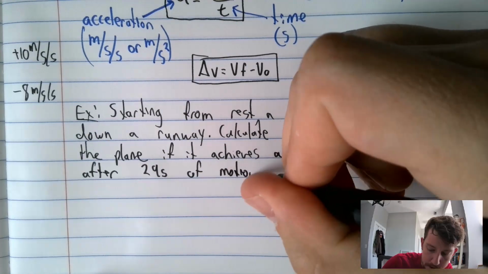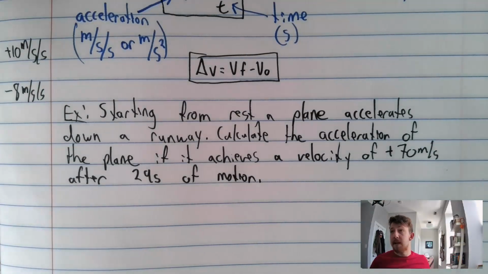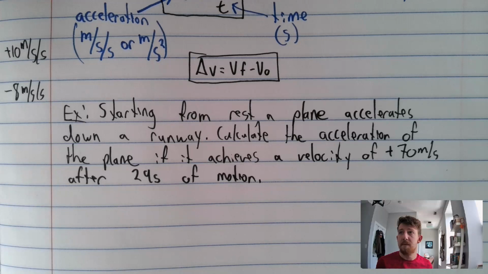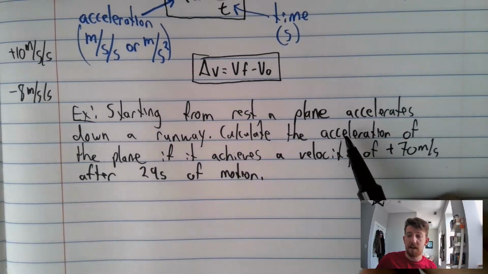I'll read that back to you. Starting from rest, a plane accelerates down a runway. Calculate the acceleration of the plane if it achieves a velocity of 70 meters per second after 29 seconds of motion. So this problem is actually pretty easy. We're trying to calculate acceleration.